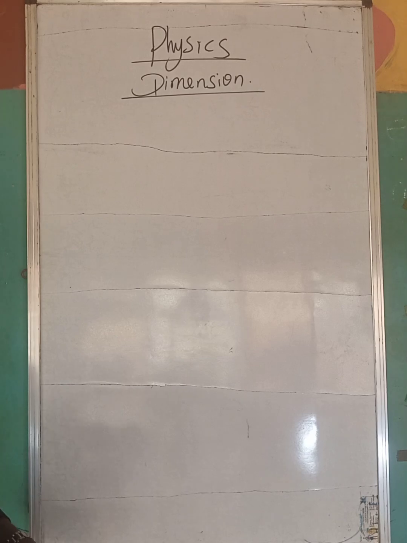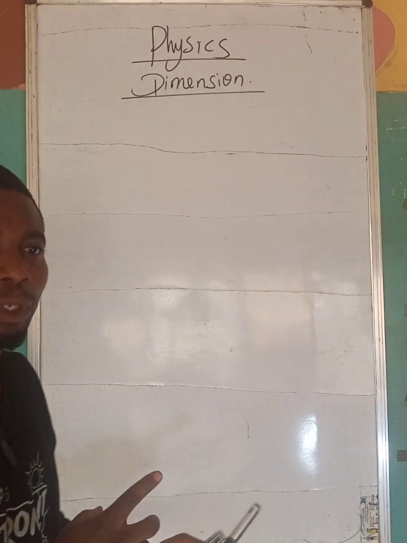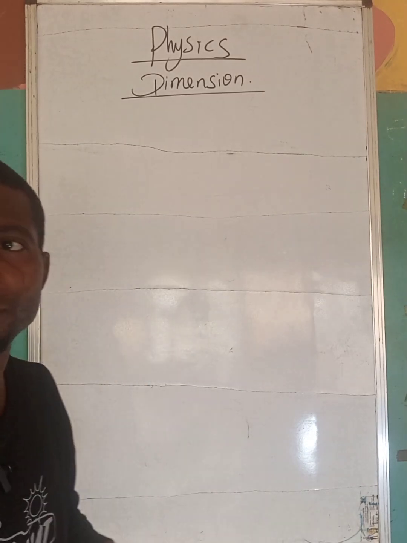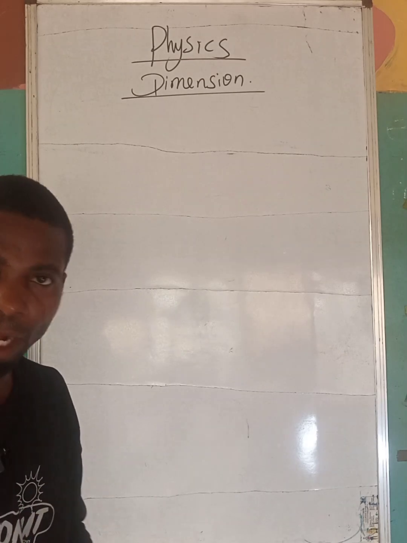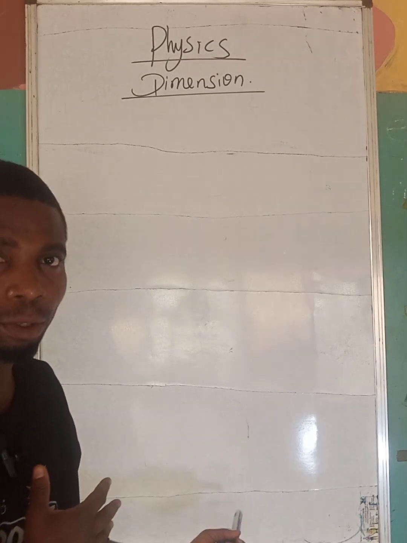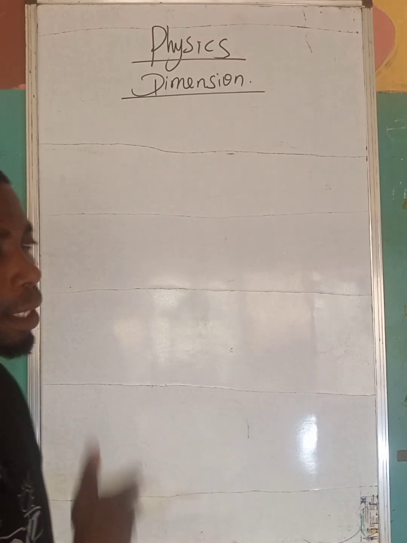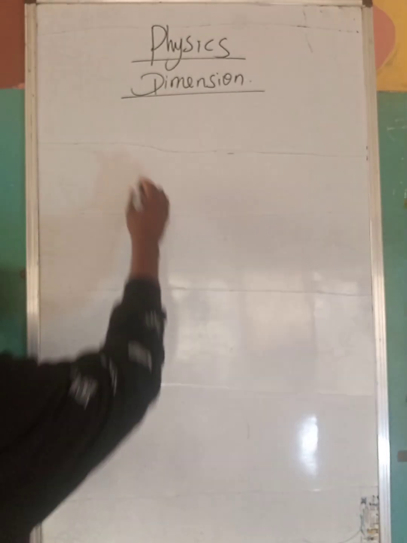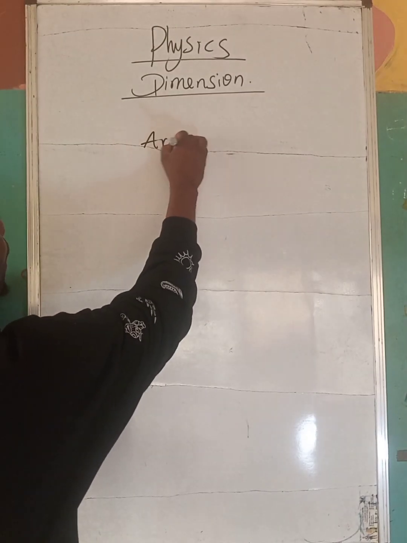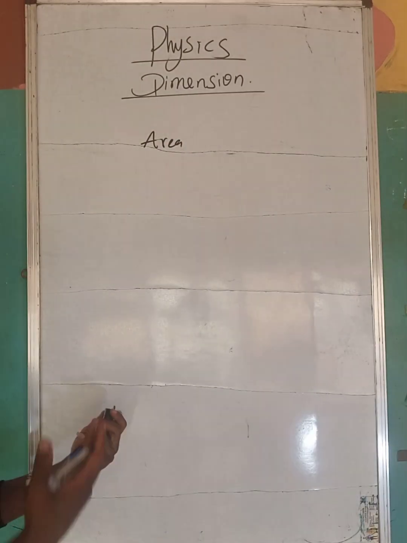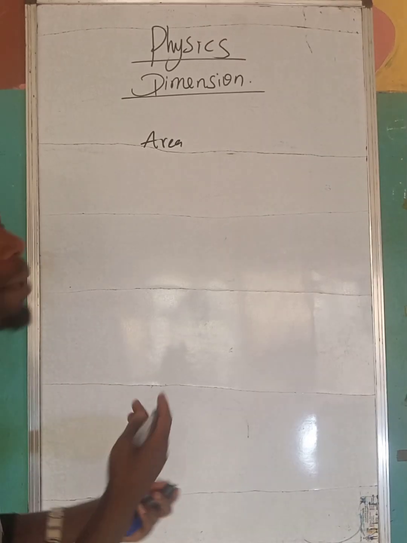Apart from those seven fundamental quantities, any other quantity you see in physics belongs to derived quantities. To confirm that they are all derived from fundamental ones, let me prove it. Number one, let's talk about area. Area is a derived quantity. It's not among the fundamental ones, definitely it's derived.